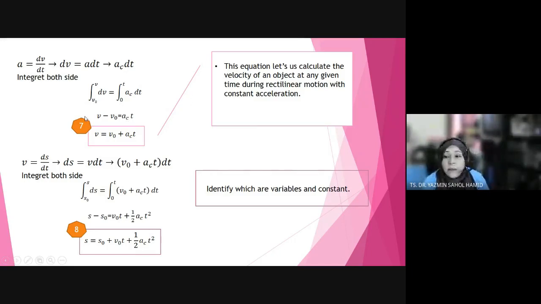By now, you should be able to know how to integrate. Then when we simplify it, we bring v naught to the other side and leave v at the left side. v equals v naught plus a_c t.